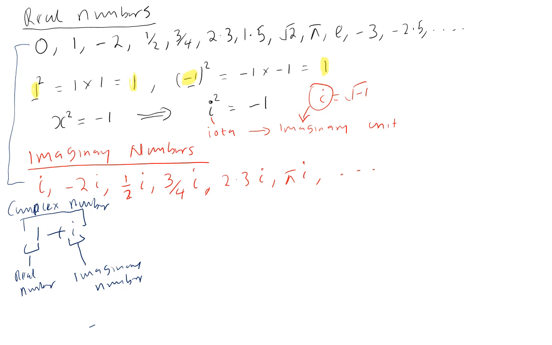Other examples of complex numbers are, I can take 1 over 2 from the real numbers and add it to maybe 3 from the imaginary numbers. This is a complex number. I can take minus 2 plus 4i. I can take 3 minus 2i. I can take pi plus maybe 2.5i, and many more.